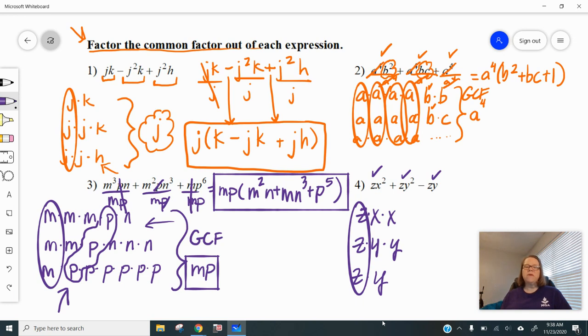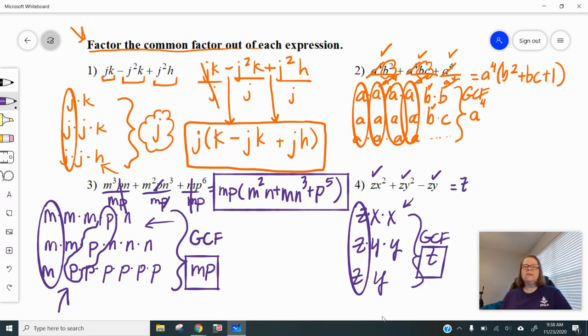There's Z's in every row. There's X's here, but there's no X's in the others. And there's Y's on the bottom, but there's no X's on top. So nothing else in common. So the only thing they have in common is 1 Z. That's the GCF here.